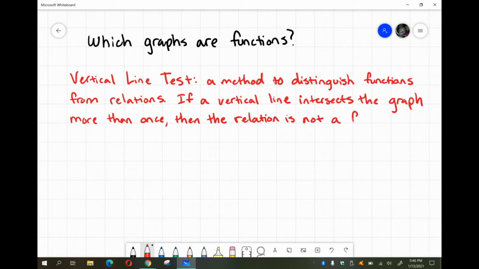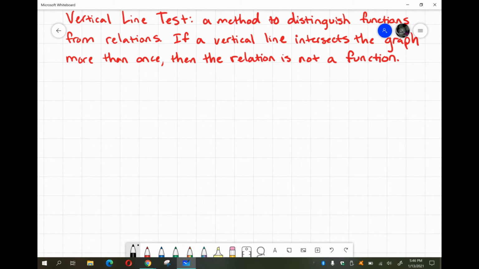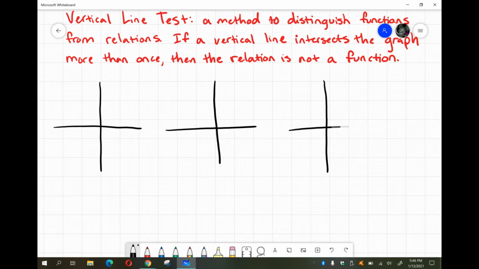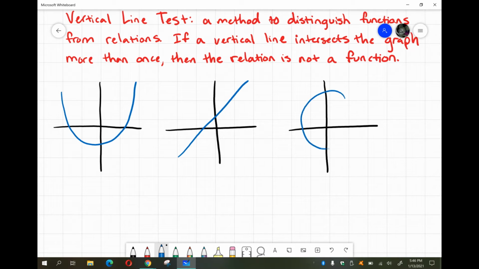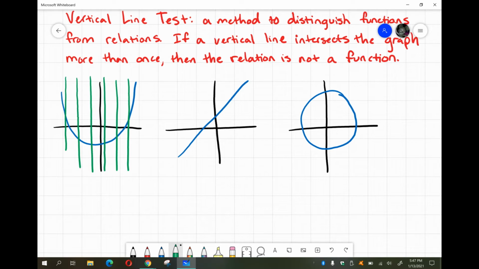Keeping that in mind, let's look at some examples and figure out if they are functions or not. In this first case, we could use the vertical line test and draw some vertical lines through our blue curve. Every time that we're drawing a vertical line, that is picking a value for x. So perhaps this would be x is 1.